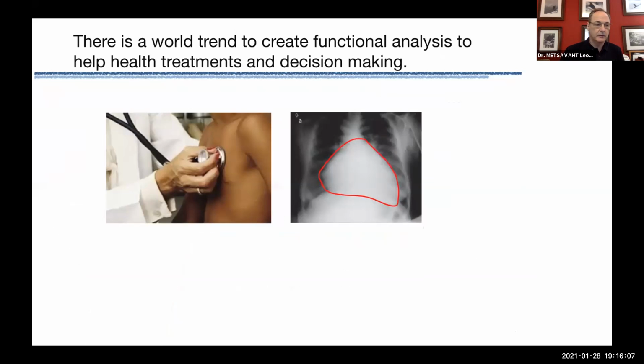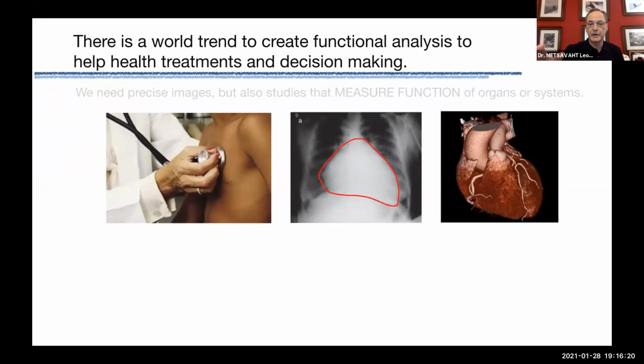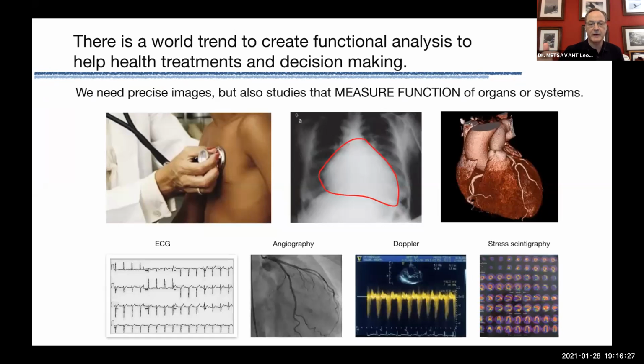For instance, nowadays a cardiologist, a cardiovascular surgeon, they won't take any decision based on an auscultation or just an X-ray, not even a beautiful 3D image of the heart. They need functional analysis. That's why they have electrocardiograms, angiography, Dopplers, stress scintigraphies. These exams, they analyze the function of the cardiovascular system and not only the image, static image.